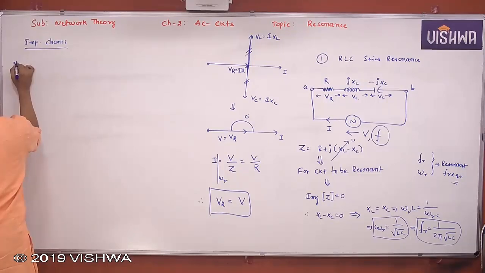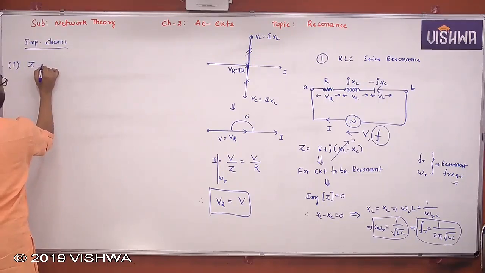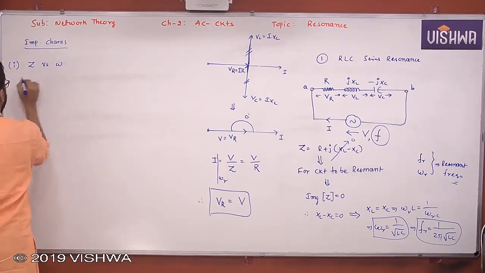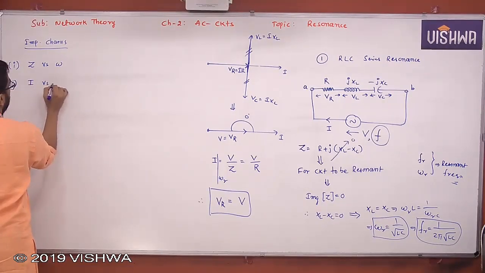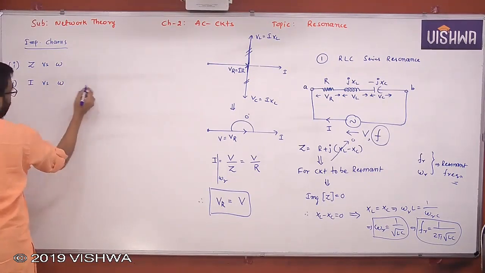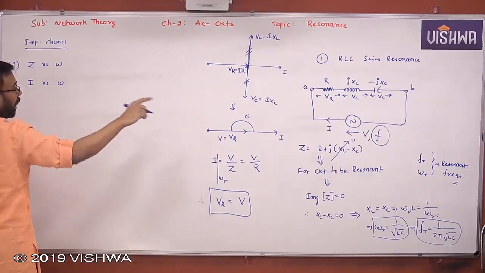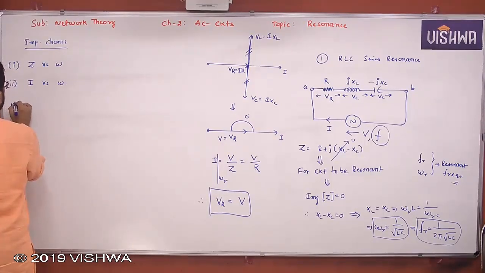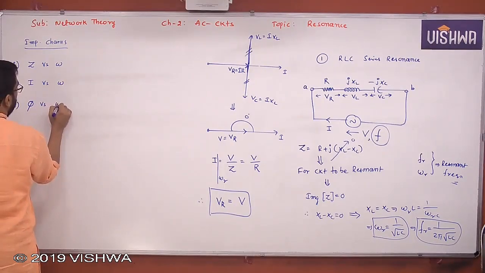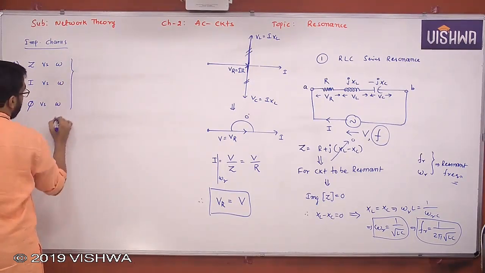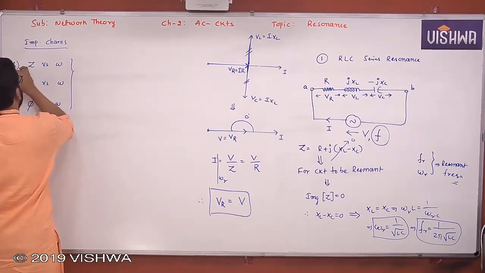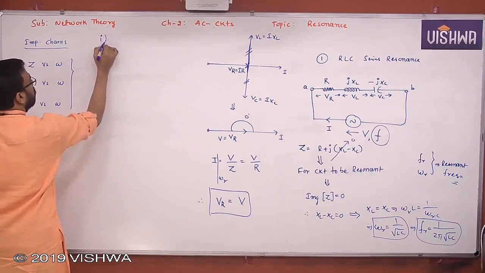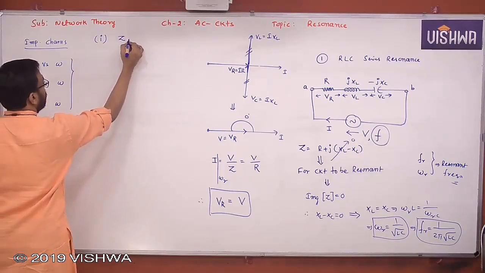The first one is impedance versus omega, I mean frequency. The second one is current versus frequency, keeping in mind that voltage is constant, the magnitude is constant. Third one is the phase angle versus omega. So these are the important characteristics. Now let us discuss one after the other. The first one, I start with what? Z versus omega, impedance versus omega.